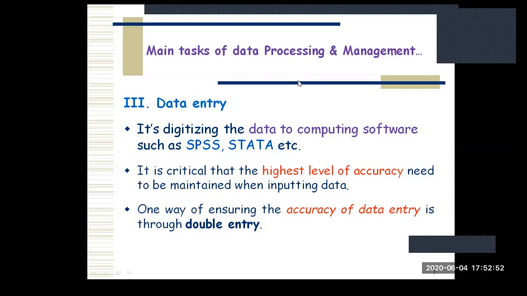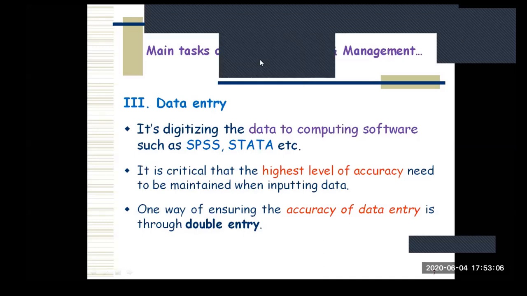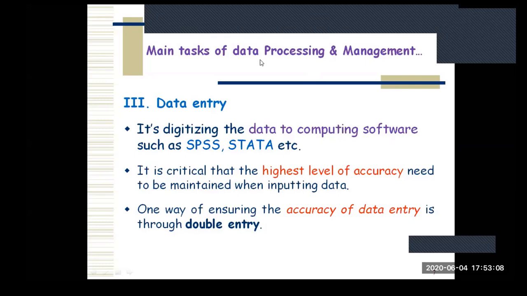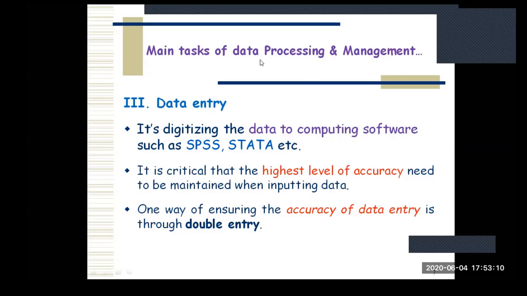And then these relevant software, SPSS and Stata, must also be known by a graduate student at this level. You have to properly understand how to use these specific software as well. And one thing you also need to note: the highest possible level of accuracy must be maintained.